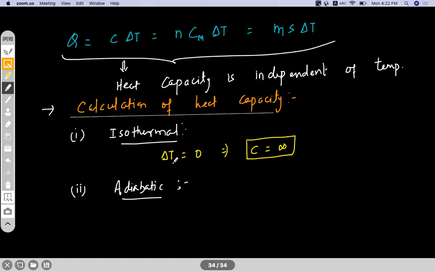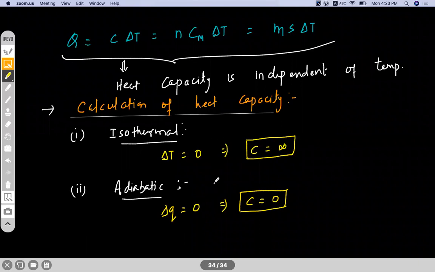Adiabatic process. We know in adiabatic process, delta Q or Q is equal to zero. When Q is zero, what is the value of C? Could you tell me? C value? Zero again. Adiabatic, isothermal. They are not going to ask you these two things. Okay. Just for understanding, we are doing this. Copy this down.